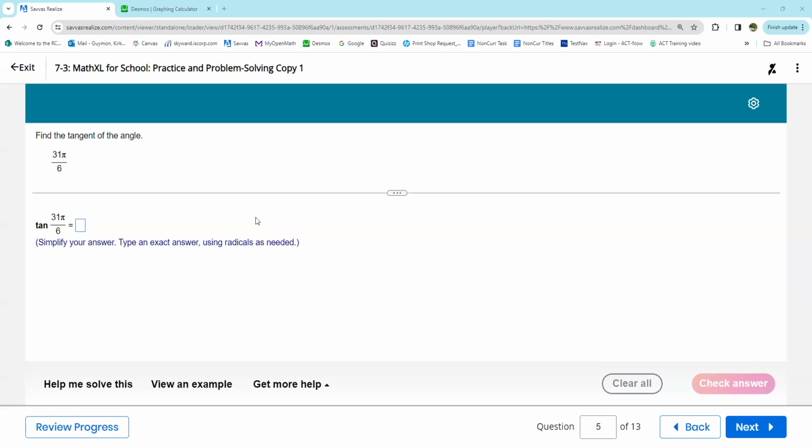All right, everybody, we're going to keep on moving on here. We're in Savvas Algebra 2, working on lesson 7-3, topic 7, trigonometry, and problem number 5 that I've asked you to do. So we are looking at problem 5, the tangent of an angle. Now we've got that pi in there, so we have some radian work to do here.